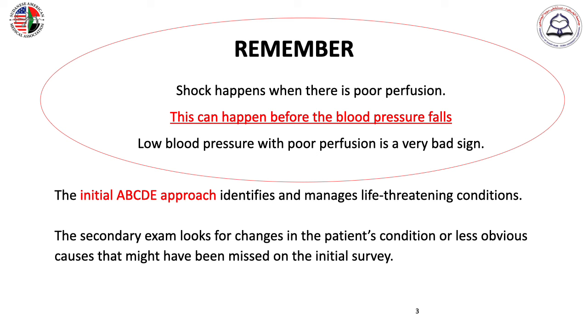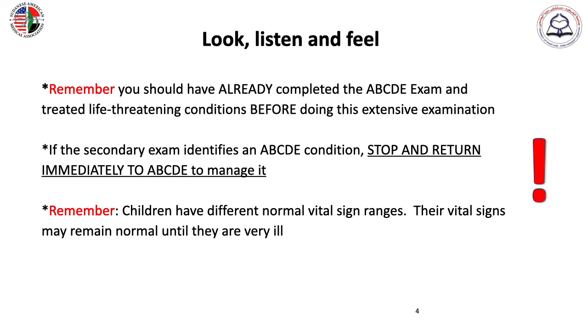The initial ABCD approach is to identify and manage life-threatening conditions. Whenever you find a problem, fix it before you move to the second phase. In the secondary survey, we look for changes in the patient's condition and less obvious causes that might have been missed during the primary survey. Remember that you have done the ABCD and fixed the life-threatening condition. In the secondary survey, if you identify a life-threatening condition, you need to stop and go back to the primary survey.